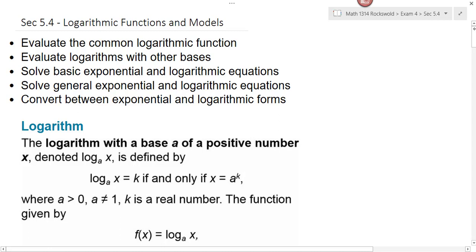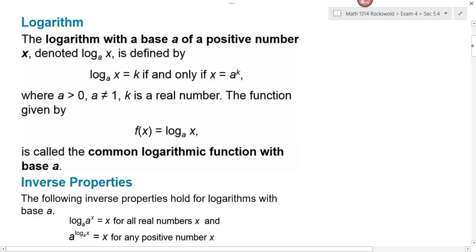Section 5.4 is something called logarithmic functions. Do you remember how in section 5.3 we said that exponential functions have inverses? Well, logs happen to be the inverses of exponential functions. The logarithm with base a of a positive number x, denoted log base a of x, is defined by log base a of x equals k if and only if x equals a to the k.